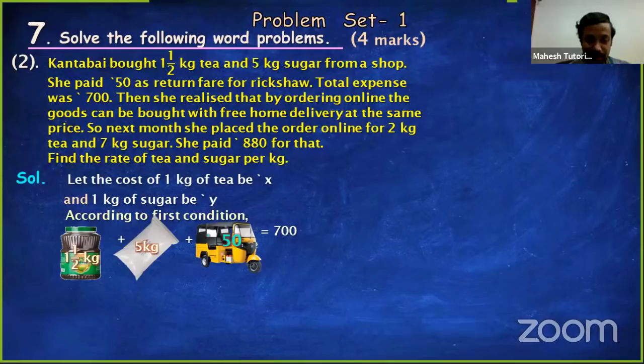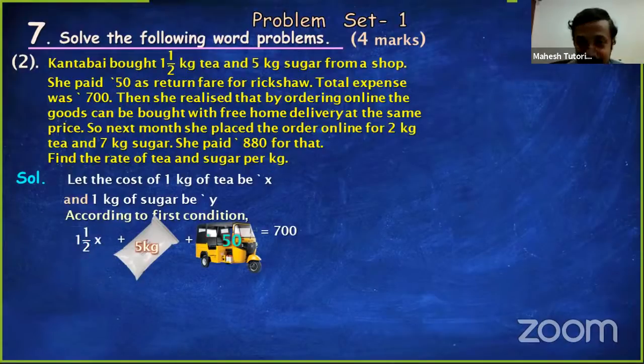Now, students, listen to me very carefully. Kantabai has purchased 1.5 kg of tea. Tell me, students, as per our assumption, what is the cost of 1 kg of tea? It is rupees x. So students, if 1 kg of tea का cost is rupees x, तो 2 kg के लिए it will be 2x. For 3 kg, it will be 3x. For 5 kg, it will be 5x. So for 1.5 kg, it will be 1.5x. So in that case, the cost will be 1.5x.